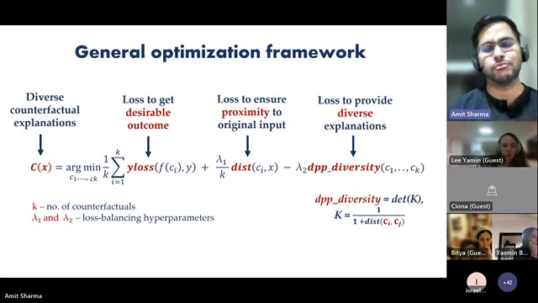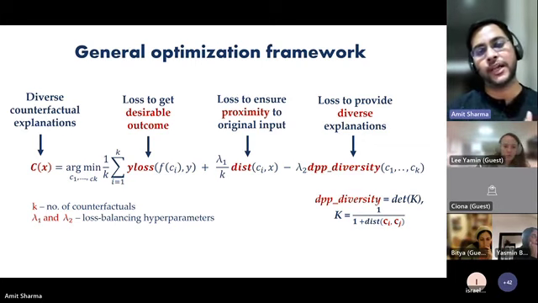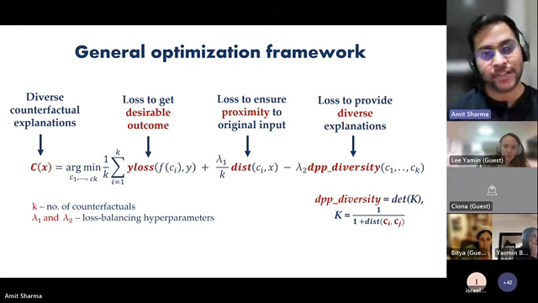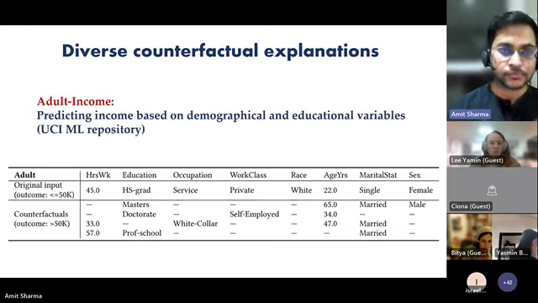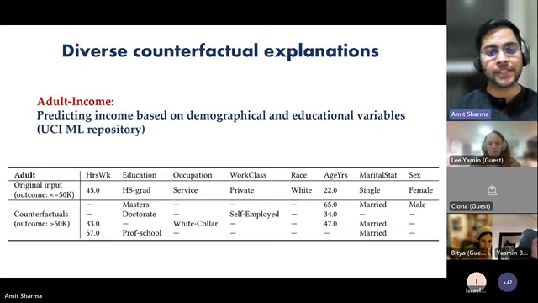So that's the obvious thing that one may do. If you have a differentiable model and you have multiple outputs to generate, we can simply write the loss as what we want, right? So we want it to be the different class, and we also want it to be close to the original input. And this technique actually works reasonably well.